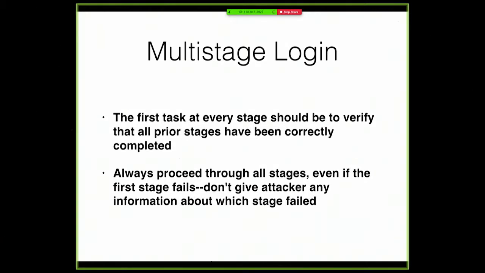So the first task should be to verify that all prior stages have been completed. So if someone is on page 3 of your login, your first step is to make sure that they actually did complete stage 1 and page 2, and they didn't just jump directly to page 3, which many developers will forget to think about. You always proceed through all stages. If stage 1 fails, you don't stop and tell them, because now they got an enumeration vulnerability. You make them go through all the steps, even though they're going to fail. Then you give them a generic message at the end saying you failed, so they don't know what part failed.